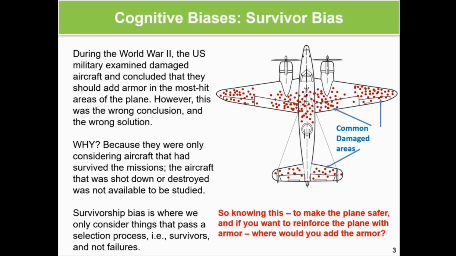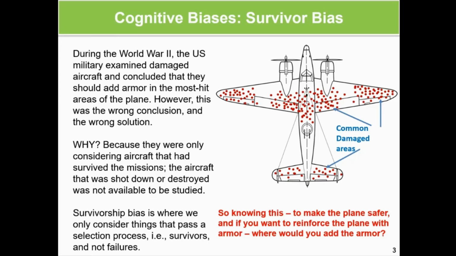So what should really be done is not to put the armor where the most damage is, but actually to put it where you don't see the damage. Because the planes that you do not see damage on, those were the ones that crashed, so they never came back, right? So this is an example of a cognitive bias. It's called survivor bias. If you want to know more about this, you can Google and find out what survivor bias is.